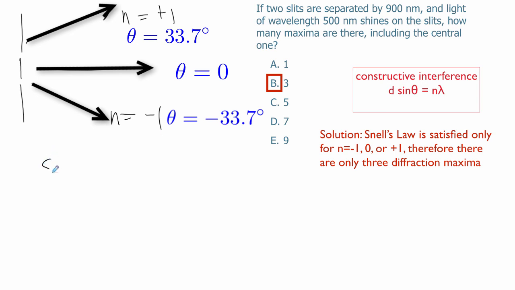Well, you have sine theta is equal to n lambda over d equals n 500 over 900. So what happens if n equals 2? Then you have 1,000 over 900, right? So it won't work. So how many different directions do satisfy this equation? 3. So let's see what people said.